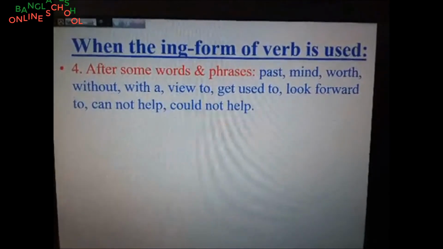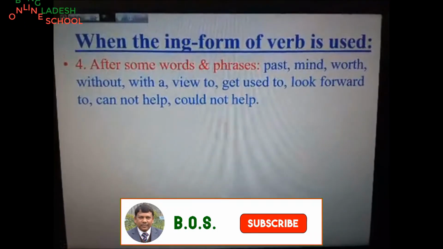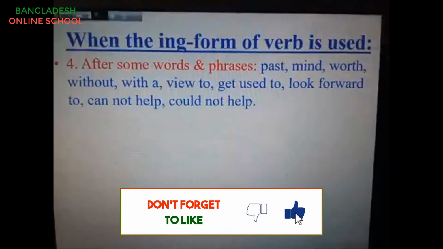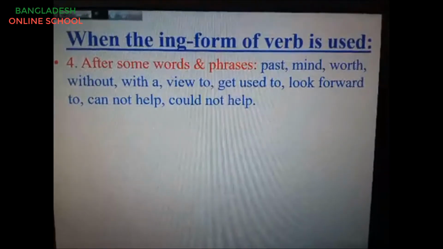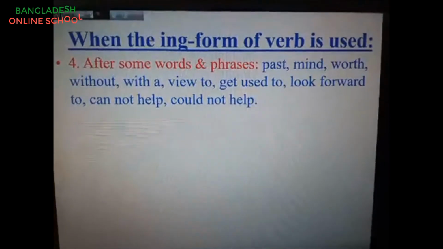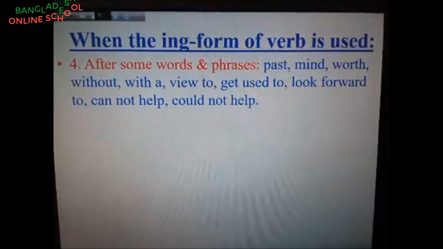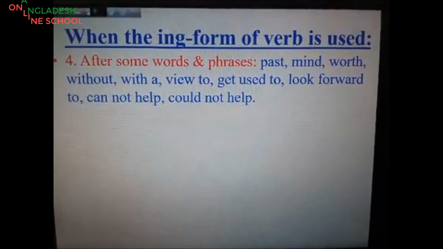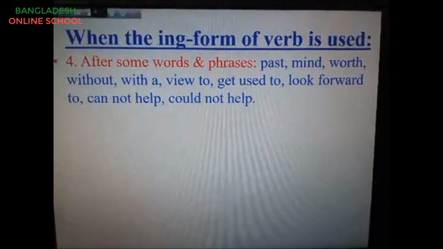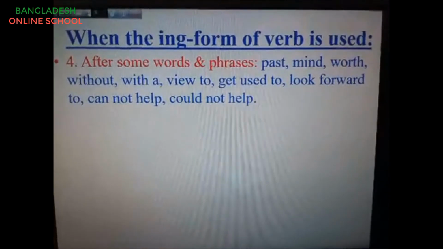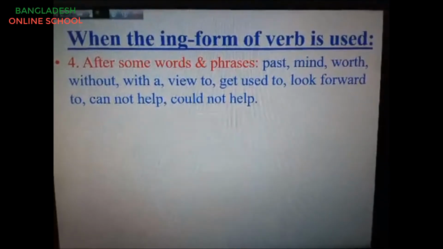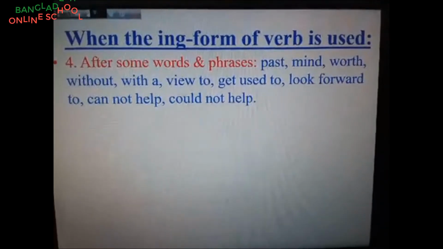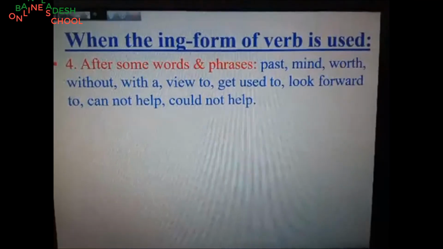It is a very important point. You often come across these phrases and words. After these words, -ing forms of verbs are used. These words: past, mind, worth, without, with a view to, get used to, look forward, cannot help, could not help. After these words and phrases, -ing forms of verbs are used.